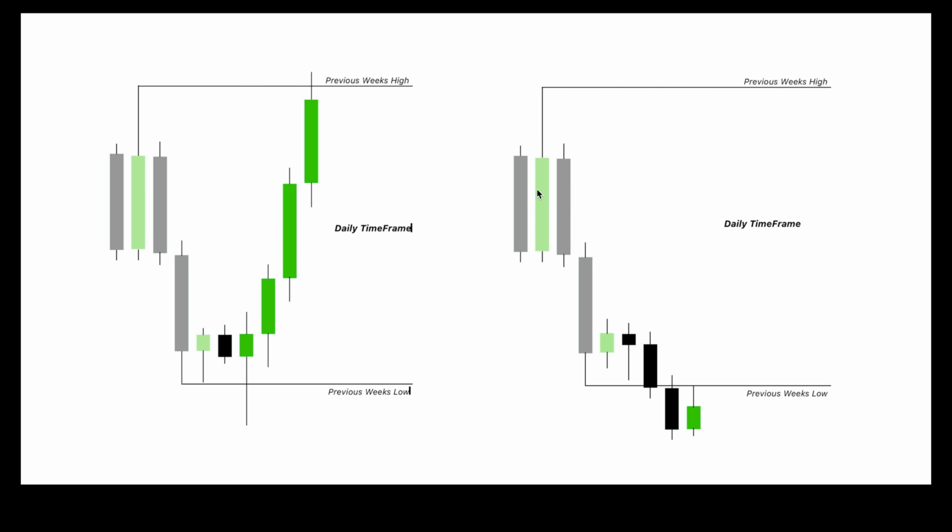And then on the flip side, you can see the previous week's high and you've got the previous week's low, which has formed a range. However, we didn't get a reversal. Instead, we got the previous week's low just acting as a draw on liquidity, so price just continued to move over to the downside and continued lower.